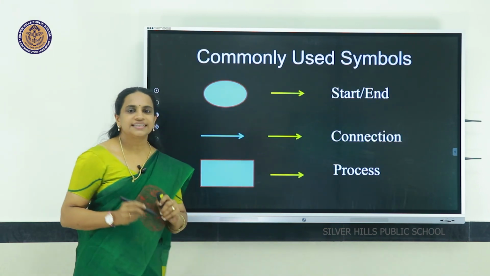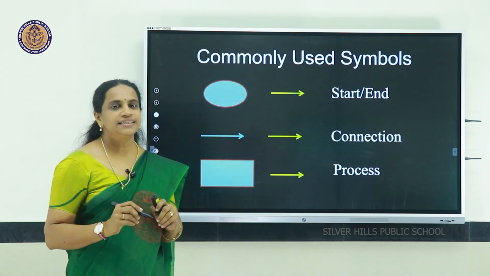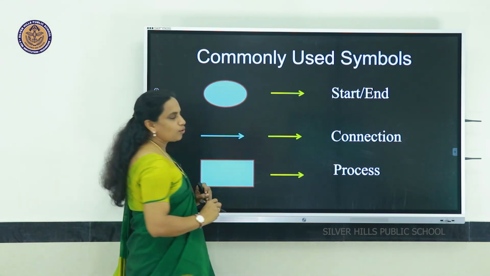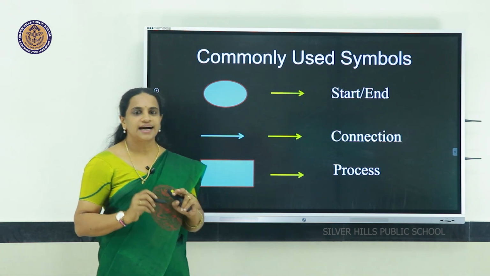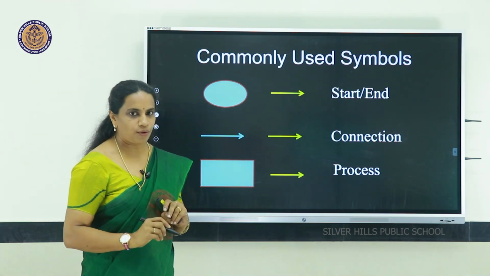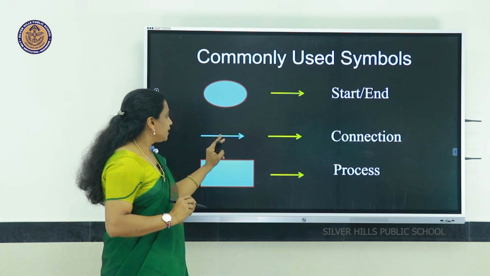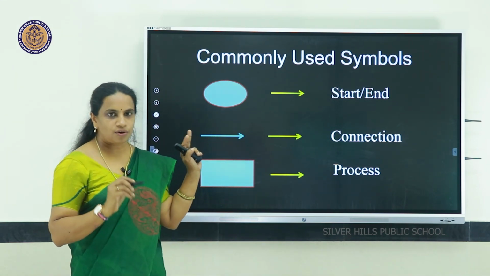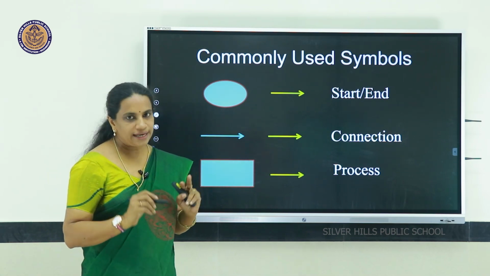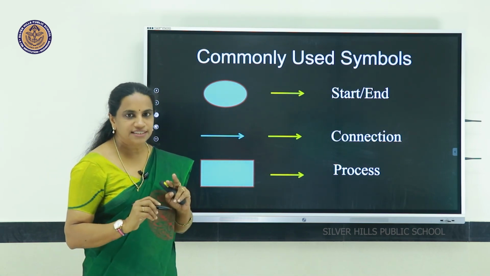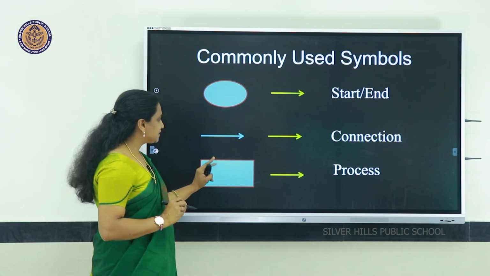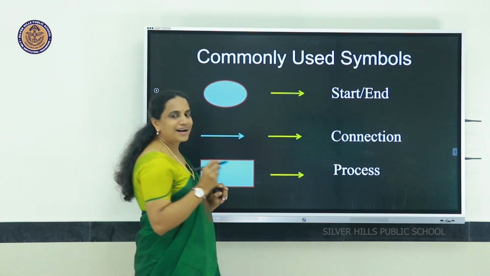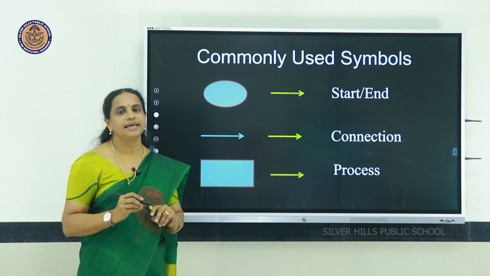Now, there are certain symbols used for drawing a flowchart. The first one is the oval shape, which indicates the start or end of a program. The second one is the arrow symbol or connector, which shows the flow of information or flow of control in a program, and it is a connecting symbol too. The next one is a rectangle, which indicates the process. Process means the calculation or steps included in a program.